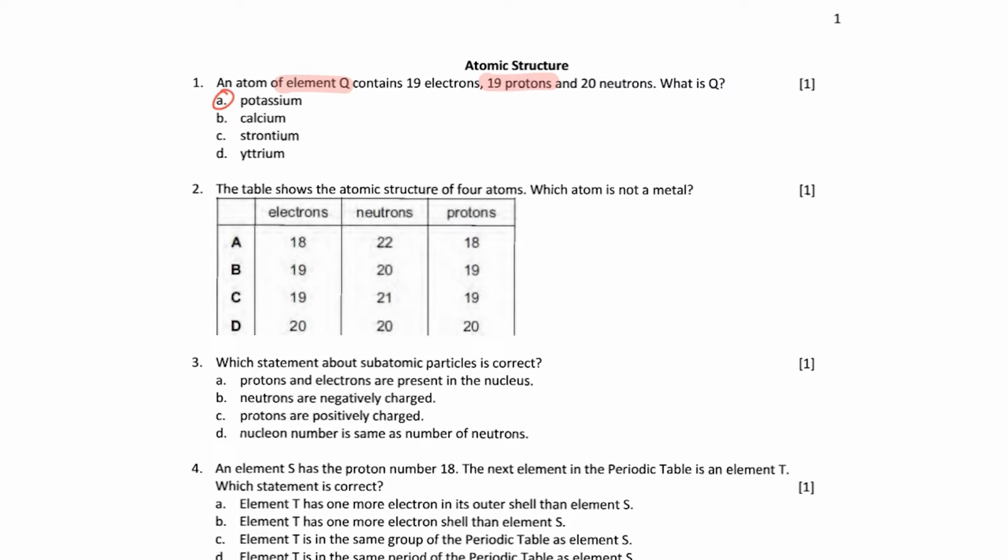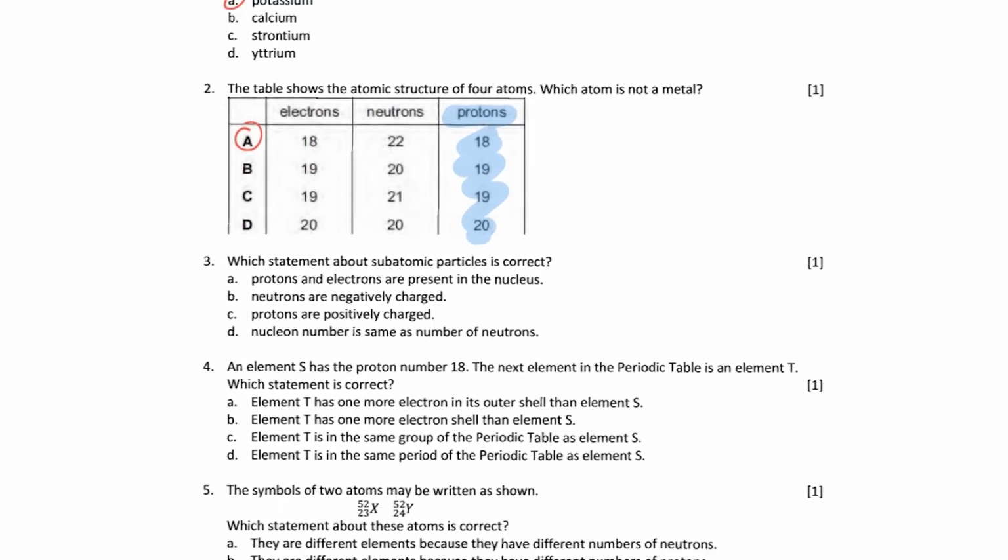Next, it says that the table shows the atomic structure of 4 atoms. Which atom is not a metal? Again, we are talking about elements identified through proton numbers. So this is the same concept, that you just need to look at the proton numbers. Out of these, just look at which one is the proton number of something that is not a metal. And that one, as we know, is 18 for argon. So there you go. That is the one that is not a metal.